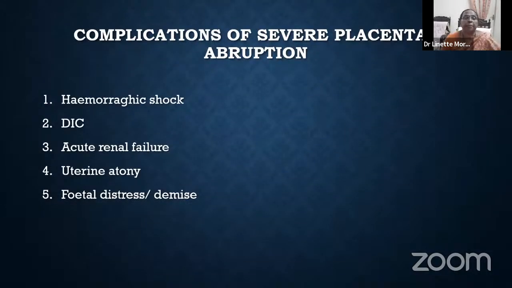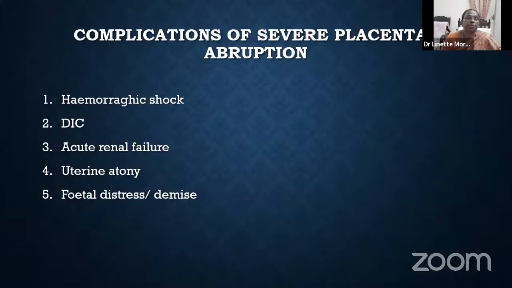Now, placental abruption is known for its complications like hemorrhagic shock, disseminated intravascular coagulation, which occurs in about 20% of the cases, and it is mainly due to the release of thromboplastin. This thromboplastin can lead to the genesis of thrombin, which leads to conversion of fibrinogen to fibrin. And this can cause a disseminated intravascular coagulation or a consumptive coagulopathy.